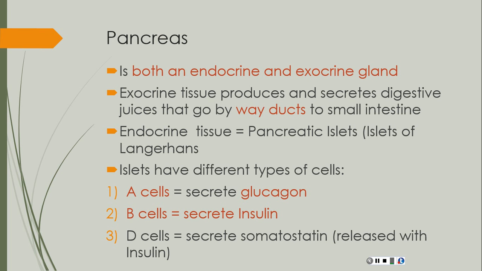The endocrine tissue is where we have the pancreatic islets, different types of cells here called the islets of Langerhans, or you can call them the pancreatic islets. These are very important. There's A cells and there's B cells. The ones we hear about the most are secreted from the B cells, and that's insulin. The A cells actually secrete glucagon, and the B cells secrete insulin. There's also D cells that secrete somatostatin, and that's released actually along with the insulin.